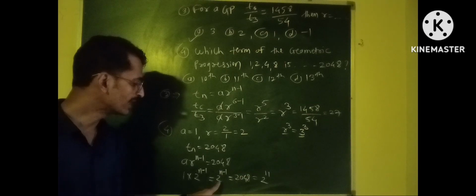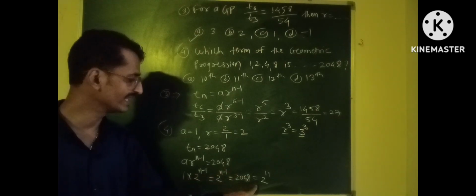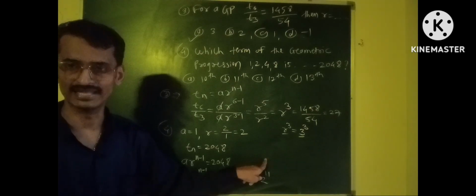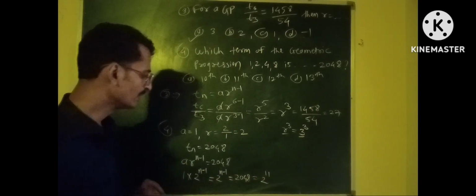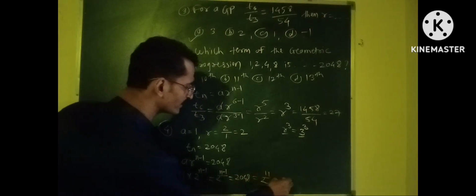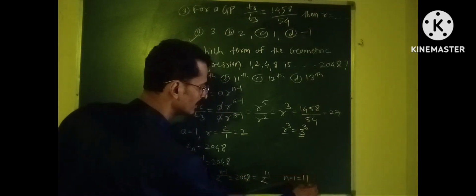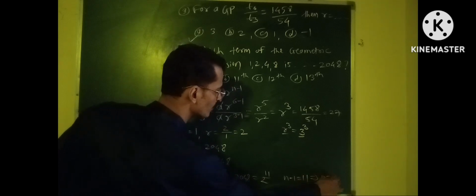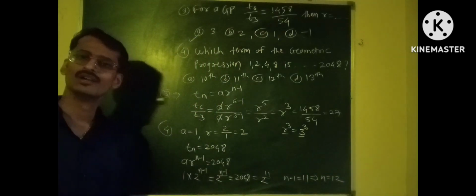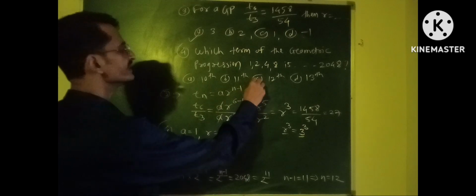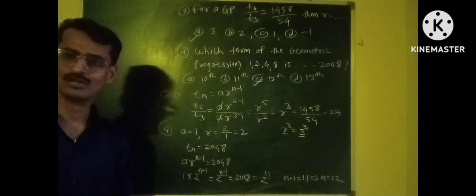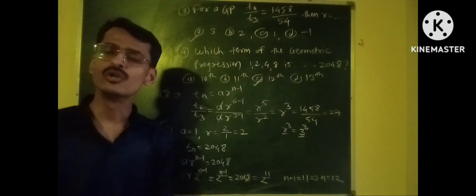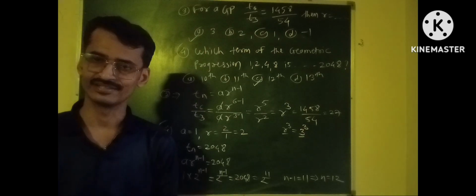Okay. So now 2 raised to n minus 1 is equal to 2 raised to 11. Base is the same, so we can compare this. n minus 1 is equal to 11, and therefore n is 12. Okay, so the answer is C, that is the 12th term. So this is our 12th term, 2048.